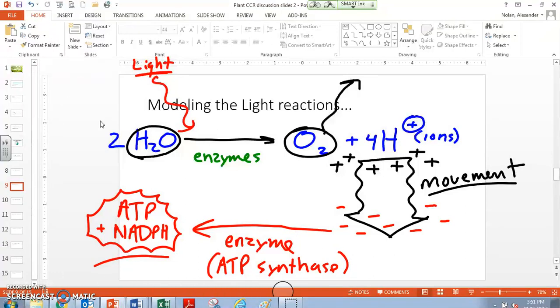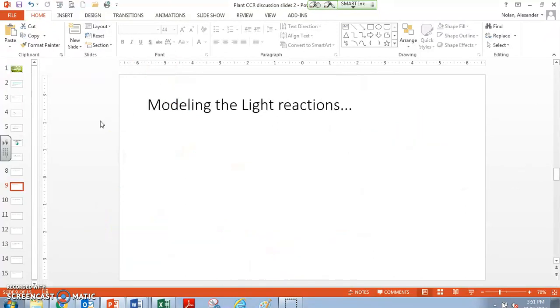So the light reactions create that ATP and NADPH by harnessing sunlight and breaking up water. This process is called photolysis, is what you just saw. Photo means light, and lysis means to split or break up, so that's photolysis.